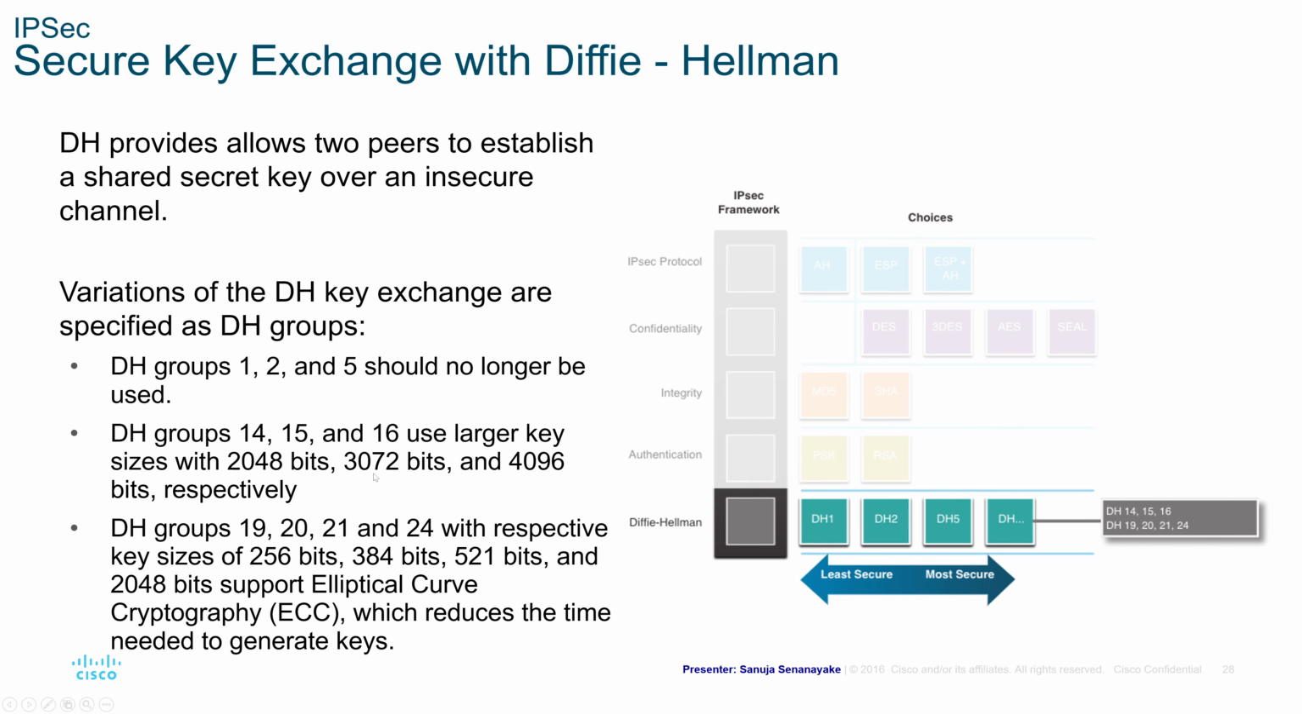So you should also know that DH groups 1, 2 and 5 should not be used anymore. These are the things that you should know for exams and quizzes for now, but with the labs and other things we're going to do, we will learn a little bit more about how we can configure these as well.